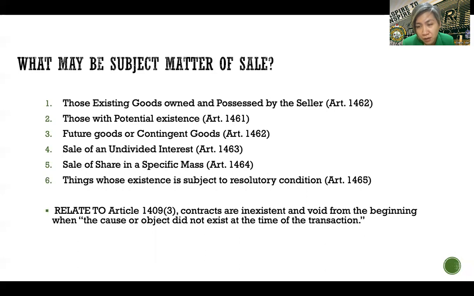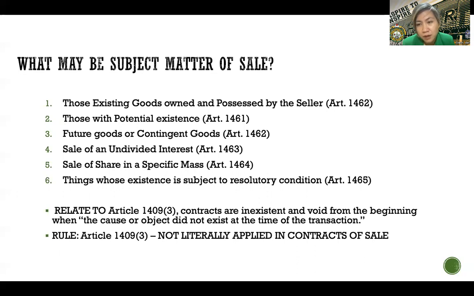So, is there a conflict between the law on obligations and contracts and the law on sales? Is there, guys? So, none, no? There is none. Okay, if we interpret these provisions as in conflict with each other, then it's as if the law on sales, specifically 1461 to 1465, are inutile provisions or of no effect. So how do you harmonize the rules then pertaining to the existence of the subject matter in a contract of sale?